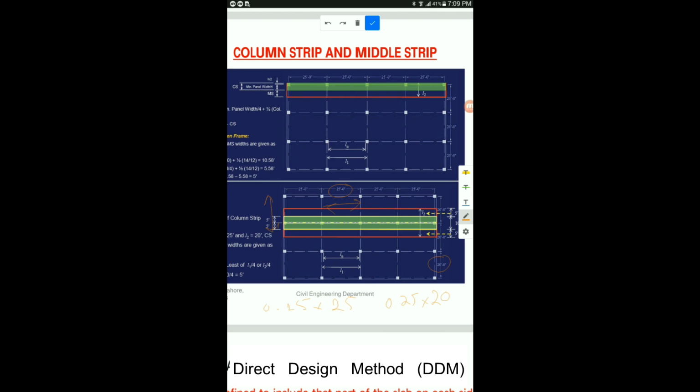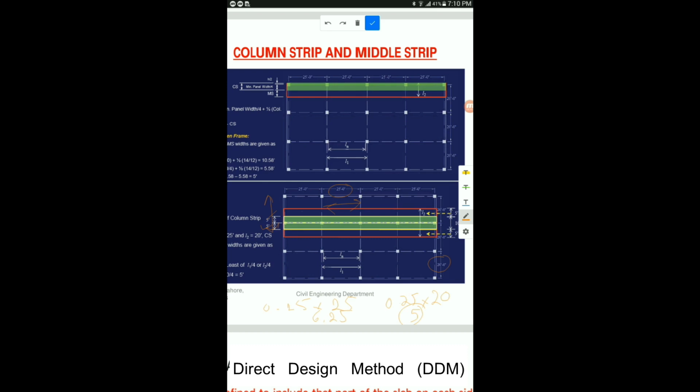So once you multiply, you will get here 6.25, and here you will get 5. So which one is smaller? This one is smaller. So you will have 5 feet here and 5 feet here, because in the definition it was stated that the column strip exists on each side of the center line. So 5 feet here and 5 feet here, the total column strip will be now 10 feet.